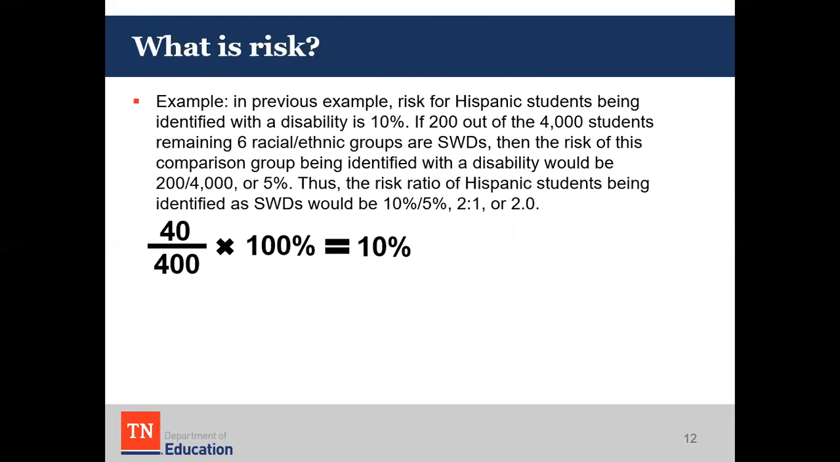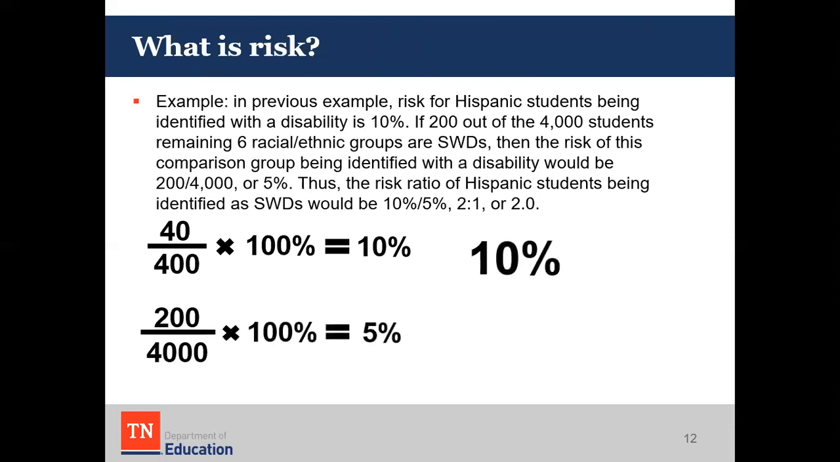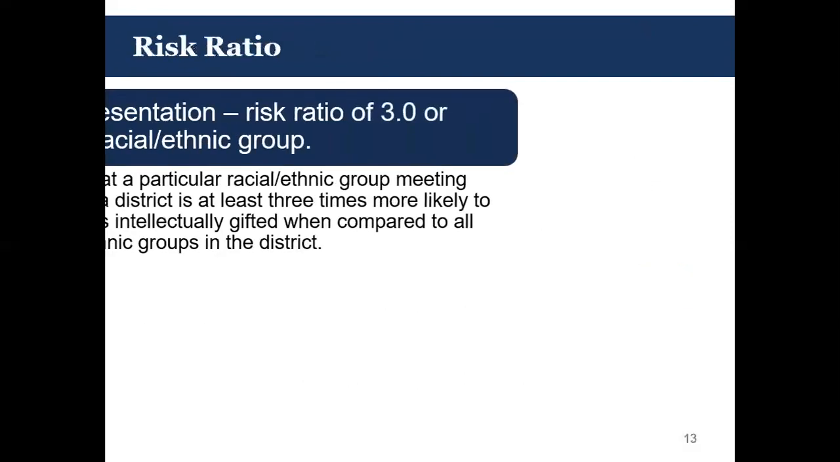Example: in our previous example, the risk for Hispanic students being identified with a disability is 10%. If 200 out of the 4,000 students remaining in 6 racial and ethnic groups are students with disabilities, then the risk of this comparison group being identified with a disability would be 200 over 4,000, or 5%. Thus, the risk ratio of Hispanic students being identified as students with disabilities would be 10% over 5%, or 2.0, twice as likely.